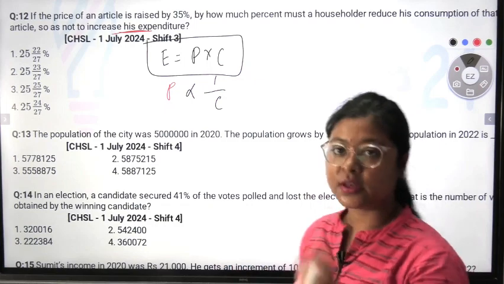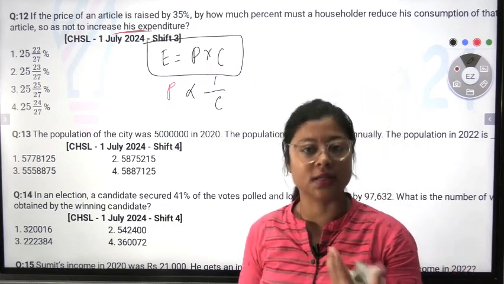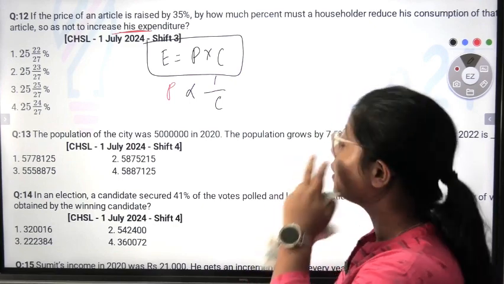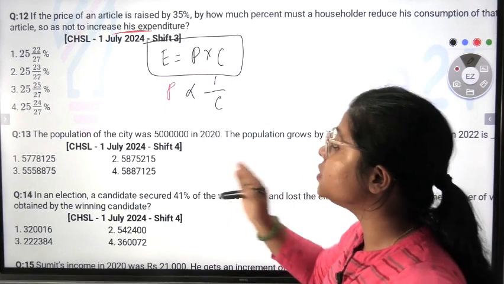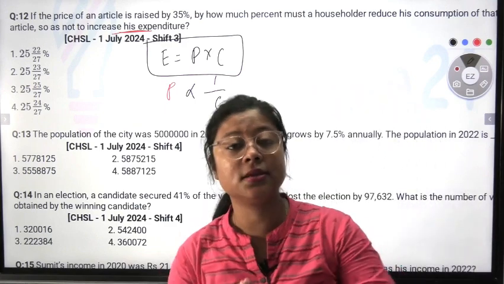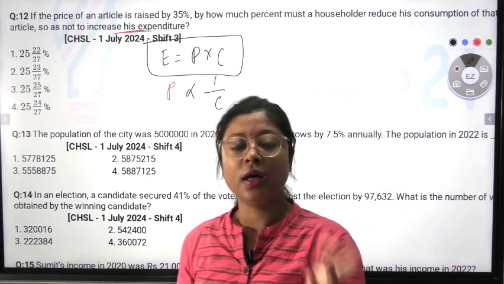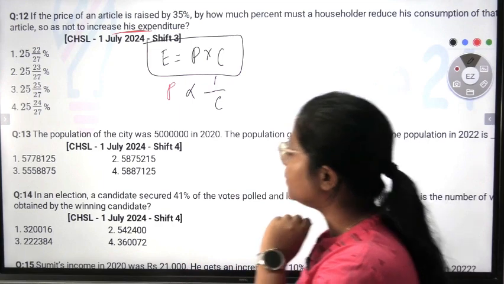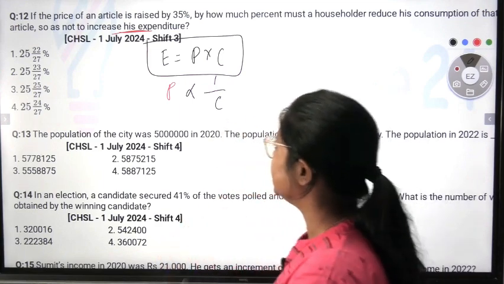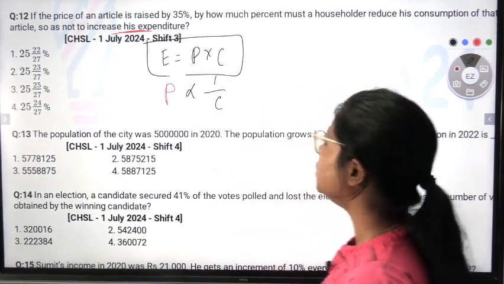We know expenditure is nothing but the price into consumption. What is the price and how much quantity you are consuming. Now it is said that the expenditure should not increase. That means the expenditure should remain constant. Whatever the expenditure before and the expenditure now should be the same. So if the expenditure must be constant, then I can say price is inversely proportional to consumption.